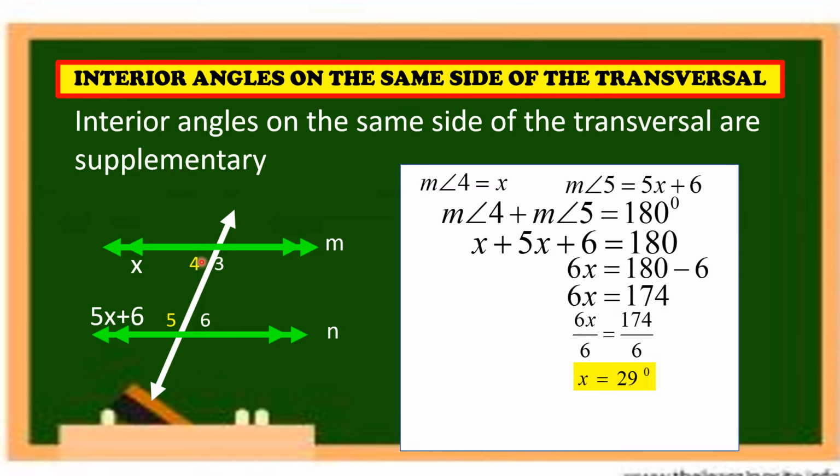Therefore, the measure of angle 4 is 29 degrees. How about the measure of angle 5? That is 5x plus 6, or 5 times 29 plus 6. That is equal to 151 degrees. So the measure of angle 5 is 151 degrees, and the measure of angle 4 is 29 degrees. And if we find the sum of the two, it is equal to 180 degrees.